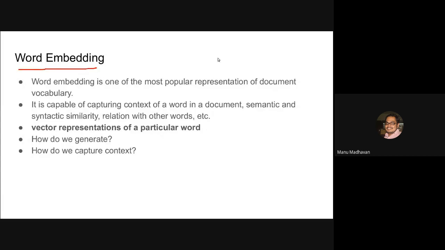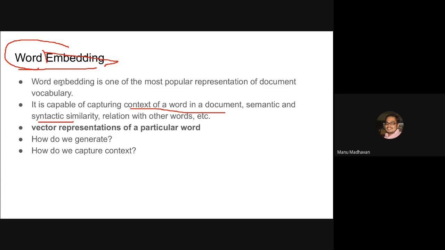So how to represent these words? We can use an embedding technique. In the morning class also, we used an embedding layer to represent the documents. So word embedding, or generally embedding, is a way to represent this data. It is capable of capturing the context of a word in a document, semantic and syntactic similarity, relation with other words, etc. So word embedding captures the word and its document similarity, everything into the picture.